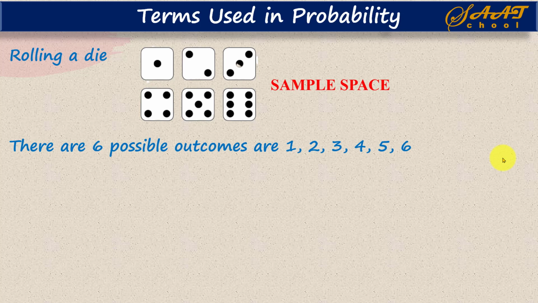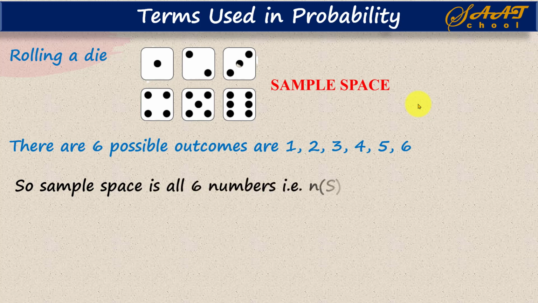Now, when you roll a die, there are 6 possible outcomes. They are 1, 2, 3, 4, 5, and 6. All these possible outcomes are called the sample space, and symbolically we write the sample space as n(S). So here n(S) is equal to 6.